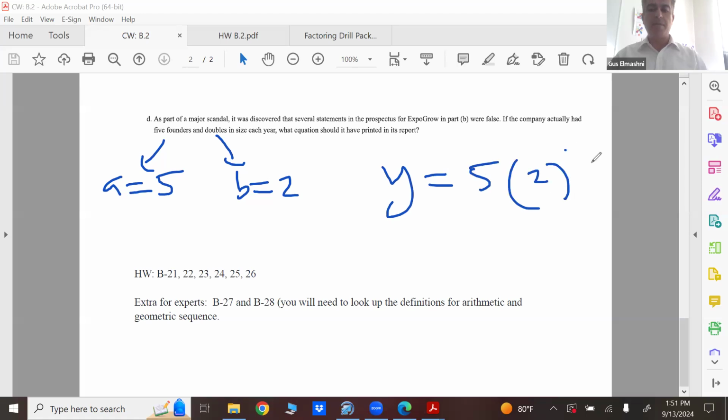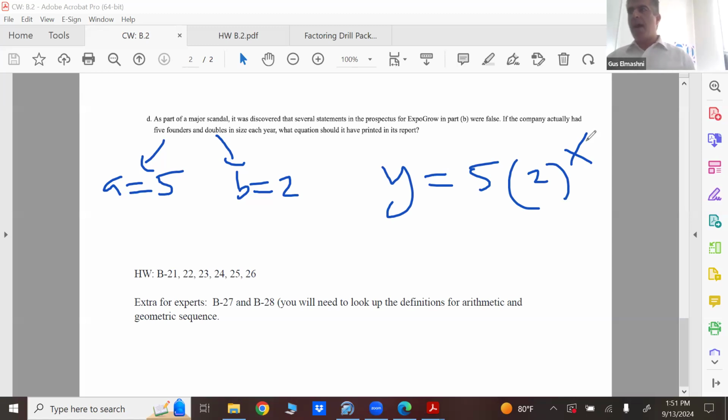Oh, right. I thought you're doubling B. No. Well, what would be the B value if you're just doubling in general? Your base would be 2, right? Because you multiply by 2 over and over again. So it's 5 times 2 to the x power.